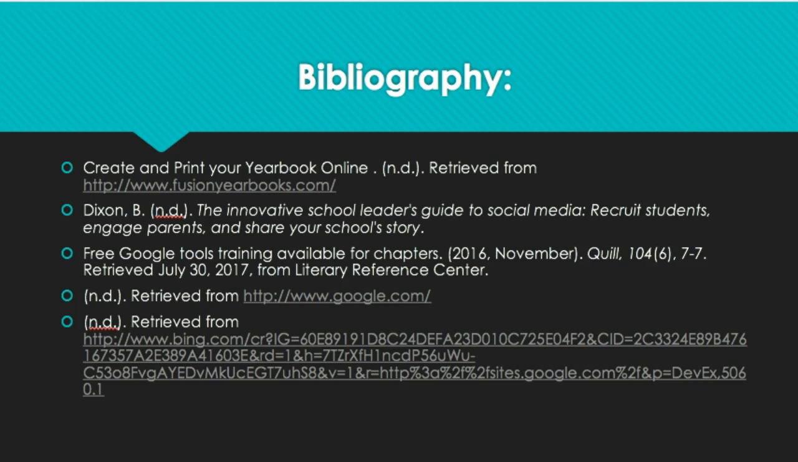The next is my bibliography, and in my bibliography, I looked at google.com, Google Sites, and then I used several different journal entries from the online database at UAM, and then I also looked at a blog, and it was on fusionyearbooks.com.